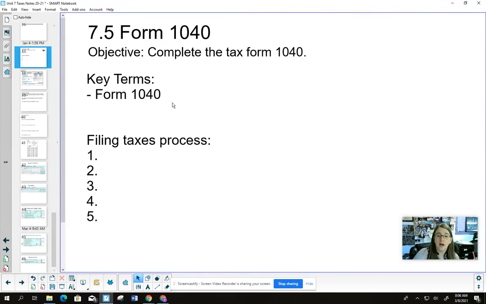Okay, so 7.5. You have the notes packet again. We have the 1040 form here. That's how we read this number: 1040. It's the form that you use to file your taxes. Now I kind of changed this lesson.